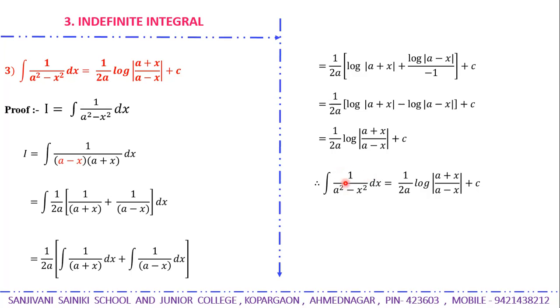So integration of 1 upon a square minus x square dx is 1 upon 2a log of modulus of a plus x upon a minus x plus c. So 1 upon 16 minus x square dx is 1 upon 2 into 4 log of 4 plus x upon 4 minus x plus c.